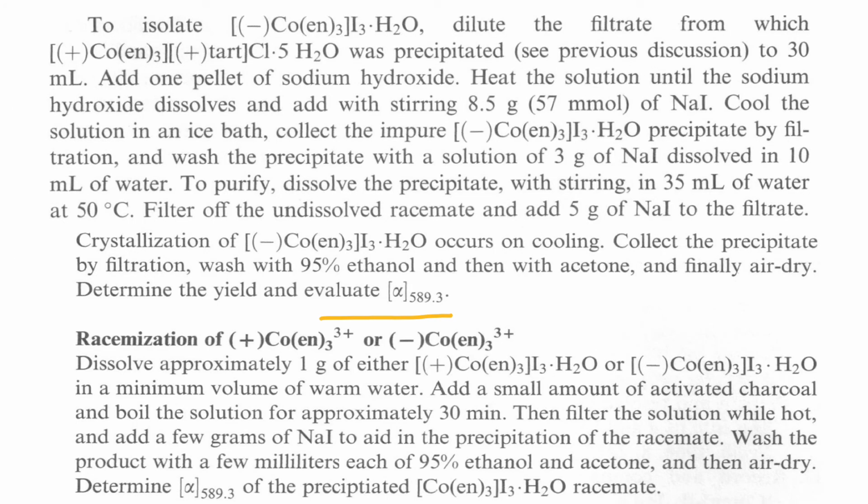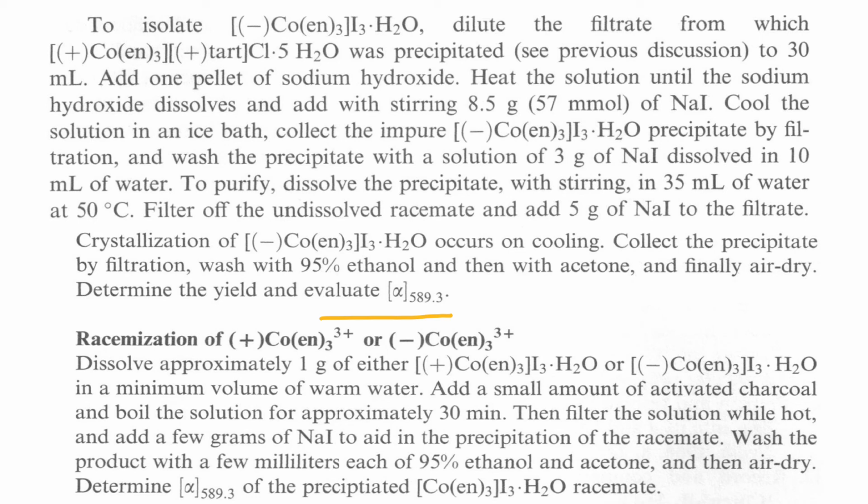Now the last step, of course, you calculate alpha lambda, which is alpha at 589.3. Then you take one of these enantiomers, either the plus or the minus enantiomer, and you racemize it to make a racemic mixture, and you measure the optical rotation. It should be 0 theoretically.